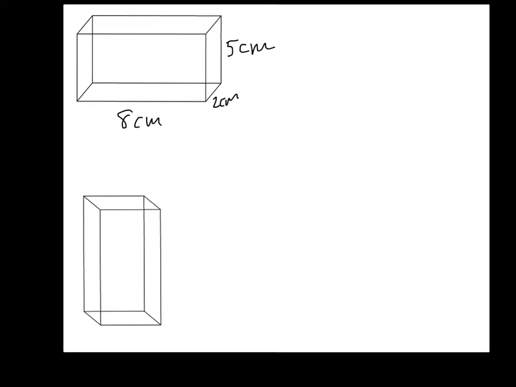Let's take a look at the first rectangular prism. So the formula for the volume of a rectangular prism is equal to the length times the width times by the height. So that is going to be equal to the length of 8 centimeters times by the width of 2 times by the height of 5. That is therefore going to be equal to 8 times 2 is 16 times 5. And then if we do 16 times 5, that is going to be equal to 80.